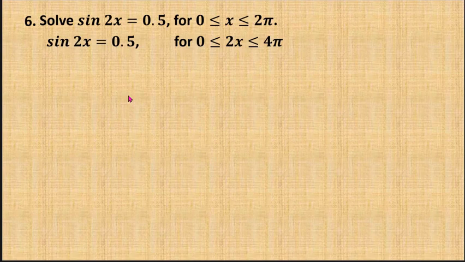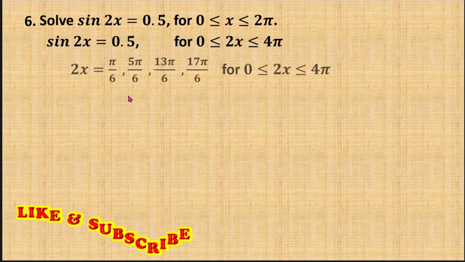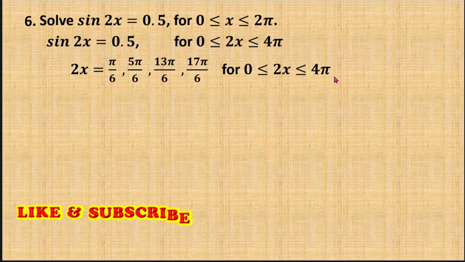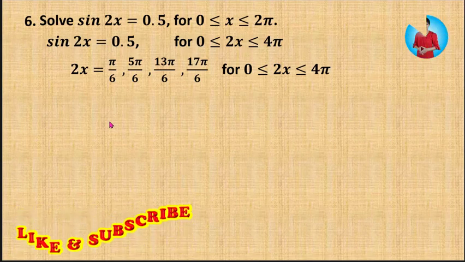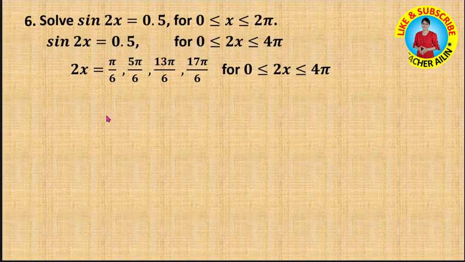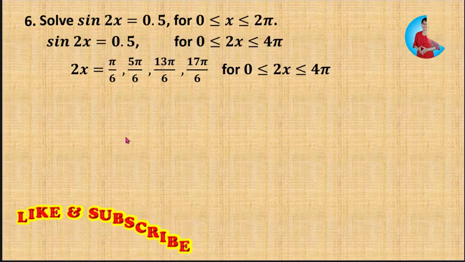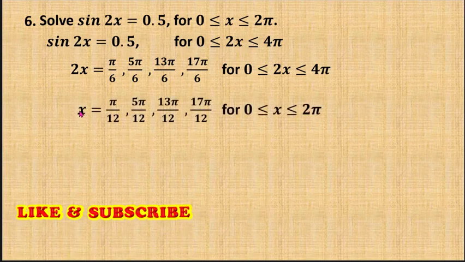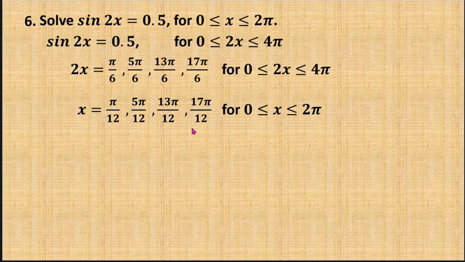Now I'm going to list down all the values of angle 2x which is in the range from 0 to 4 pi. However, this is not the final answer because the question asks for the values of x, not the values of 2x. Then I need an extra step where all values are multiplied by 1 over 2 in order to get the values of x, where the range of x is between 0 to 2 pi.